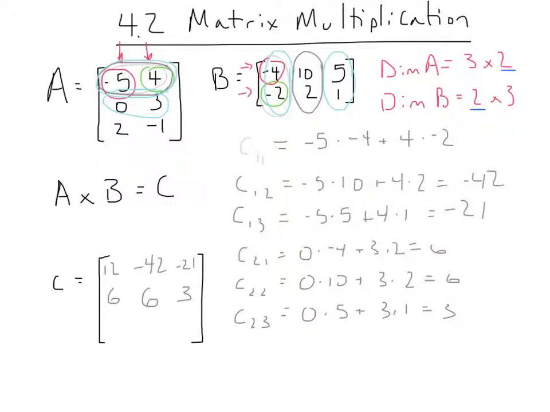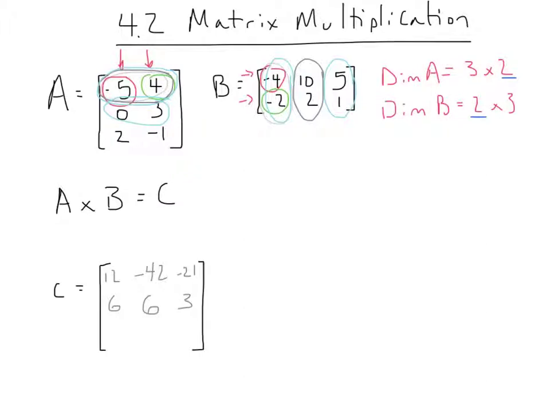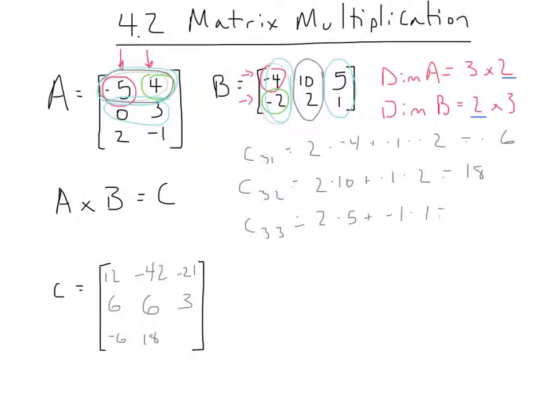And I'll go ahead and erase a few of the previous calculations. And we'll go ahead and finish up. C31 will be 2 times negative 4 plus negative 1 times negative 2. It's negative 8 plus 2 is negative 6. C32 we will have 2 times 10 plus negative 1 times 2. It's going to be 18. And finally, C33 will be 2 times 5 plus negative 1 times 1, which is going to be 9.